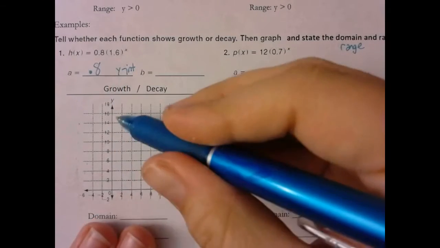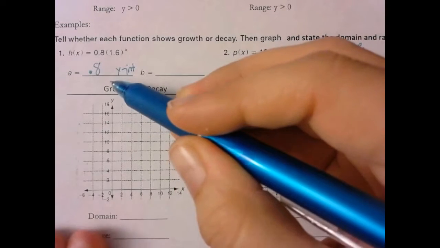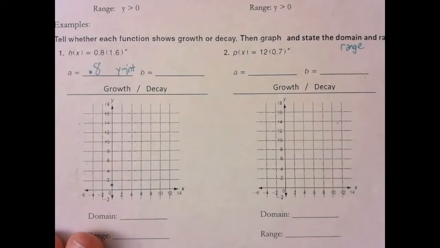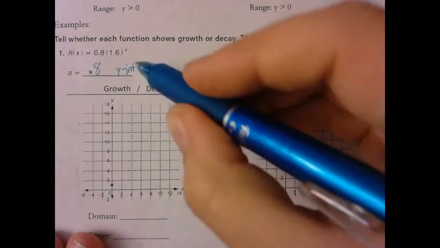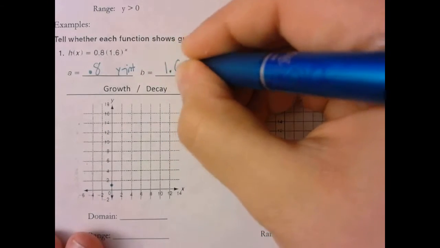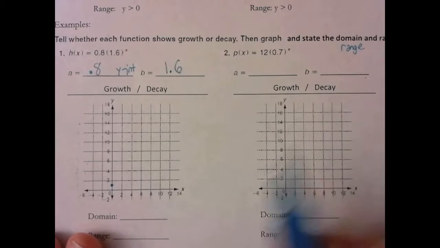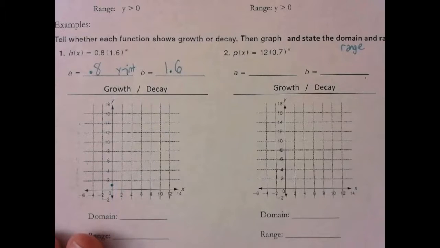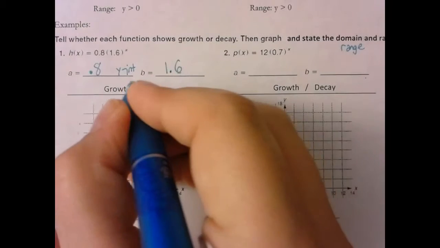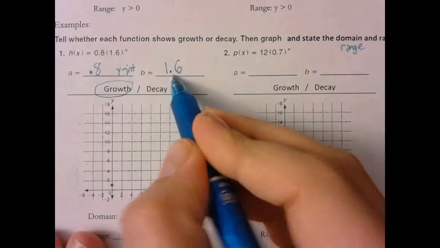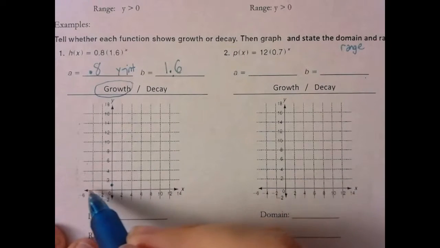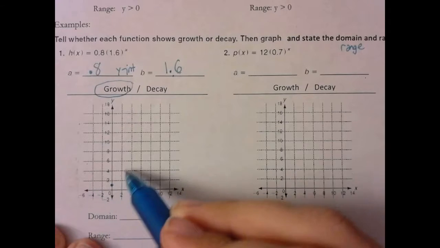So on our y-axis, we need a dot at approximately 0.8, which is really close to 1, which would be about there. Okay, b is 1.6. All right, since b is 1.6, do we have growth or do we have decay? We have growth because 1.6 is bigger than 1. So we got growth. So that means we need a graph that gets really close to 0 and then goes up.